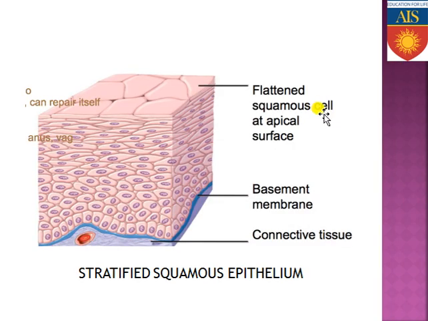Coming to the stratified squamous epithelial tissue structure, this is the structure. You can see multiple various kinds of cells are actually present, and all of the cells are taking rest on the basement membrane, and the cells which are present on the upper surface, those are exclusively squamous shaped.